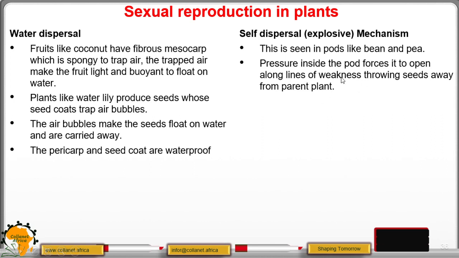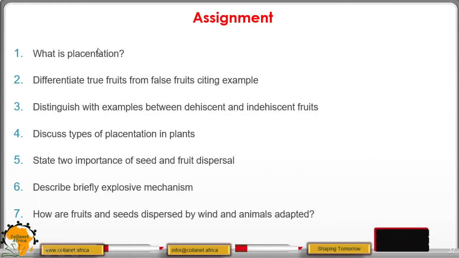Those lines of weakness, when forced from inside by pressure, split or explode, throwing away the seeds from the parent plant. You may have seen beans being harvested. When they are being dried in the sun, they usually split. So that is pressure from inside forcing those pods to open along the lines of weakness called the sutures. We are done with that part.